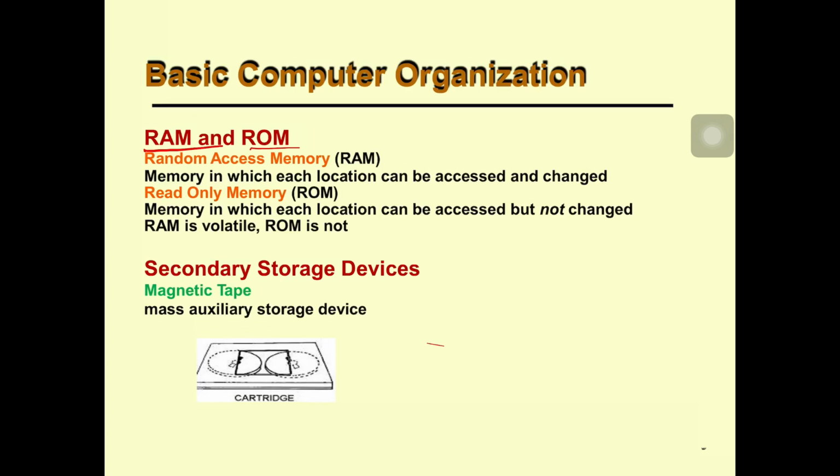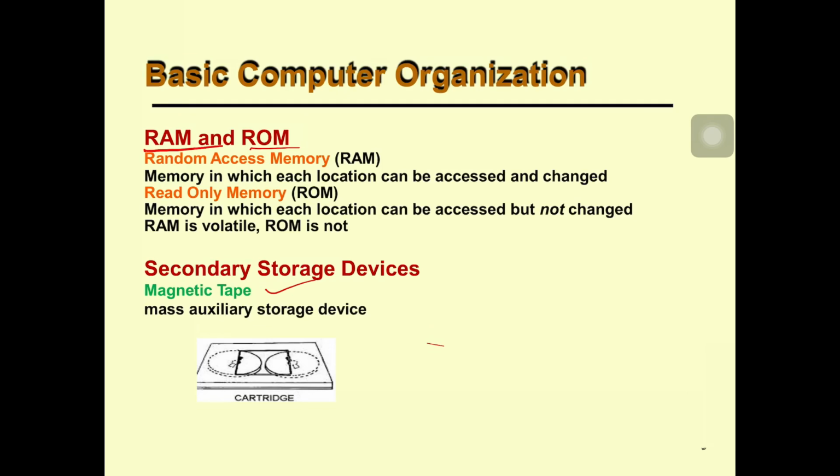Now I have told you about the primary memory. Now it's the secondary storage devices. As the main memory, or the primary memory, is quite small, we cannot save all the data in it, so we need the secondary storage device.